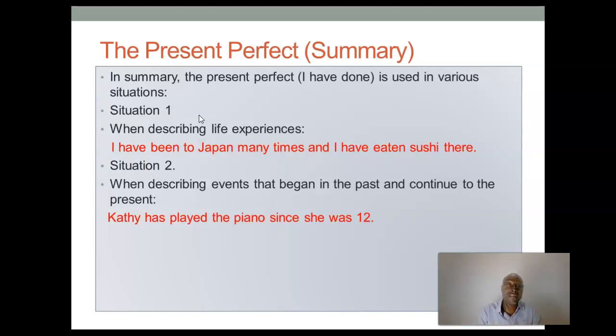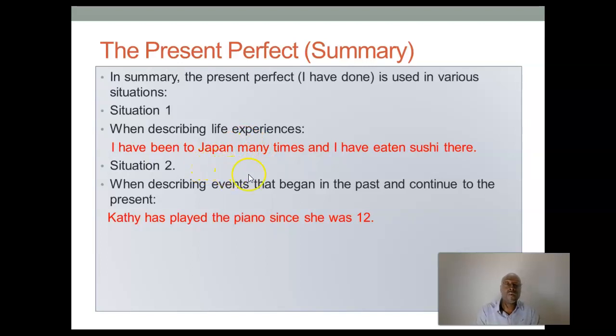As you can see in the example here, I have been to Japan many times and I have eaten sushi there. So here you want to talk about that experience. I've been to Japan, I traveled to Japan, and I ate sushi there. So if you don't mention the time, you can go ahead and use the present perfect tense safely.